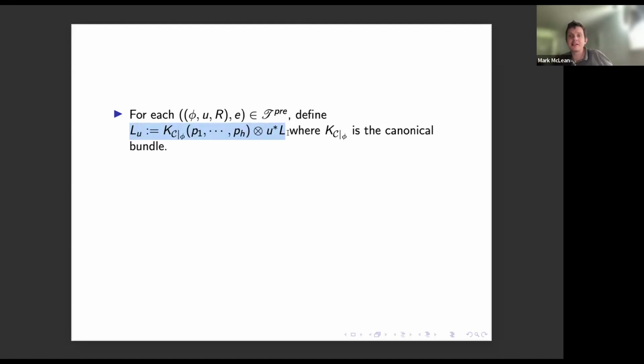Okay, so I'm just going to highlight this formula here. Ignore all the other stuff. What you do is you have a Hermitian line bundle L of your orbifold, but it's just an honest line bundle, so the stabilizer groups act trivially on the fibers. I pull it back to my curve. So I have a curve U, a twisted nodal curve mapping to my orbifold, and I pull back this Hermitian line bundle L, and then I tensor it with the log canonical bundle twisted by all the marked points. And this bundle I call L sub U.